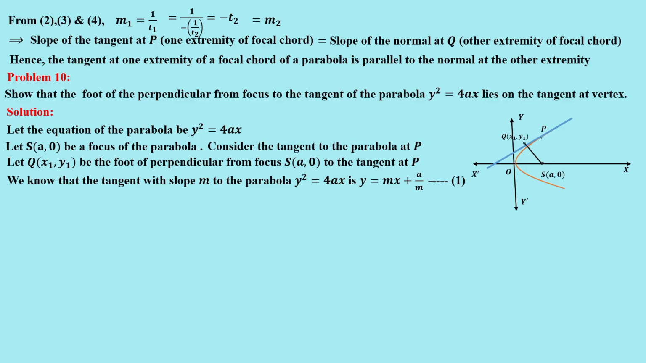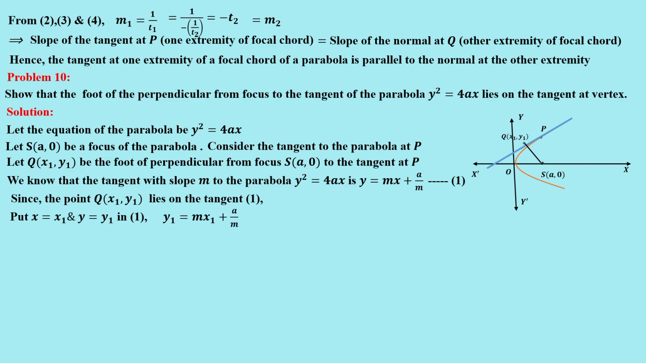PQ is the tangent. Since the point Q (x1, y1) clearly lies on the tangent at P, it will satisfy the equation of the tangent. Put x is equal to x1 and y is equal to y1 in equation 1. We will get y1 is equal to mx1 plus a by m. That is equation number 2.